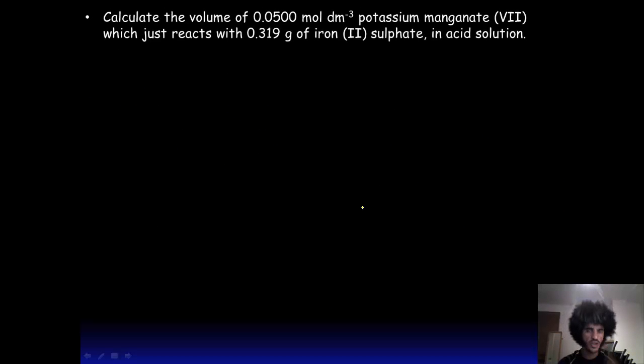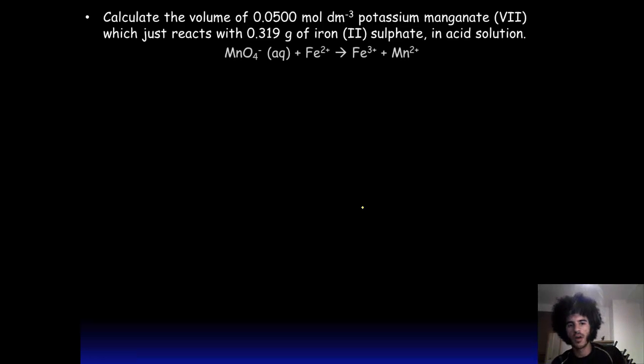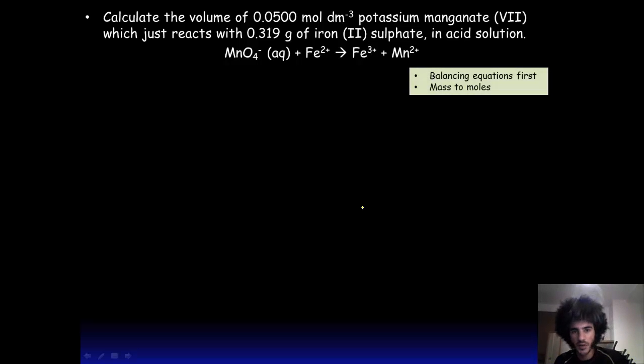Here comes another one. Calculate the volume of 0.0500 potassium manganate, which just reacts with 0.319 of iron sulfate in acid solution. This is another nice question which exemplifies a couple of issues which might come up. Issue number one, you have to balance your equation first, and you can see here that the balancing is not right. Secondly, we have to convert this mass into a mole at some point.